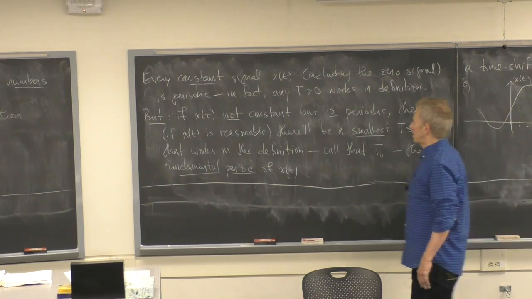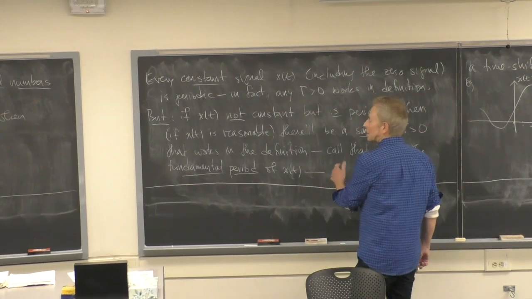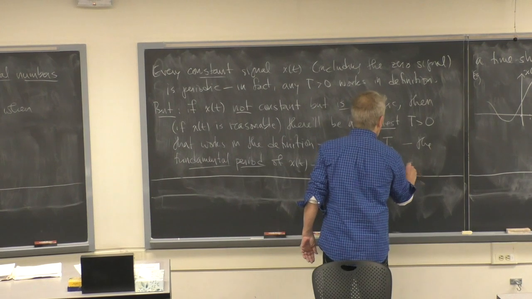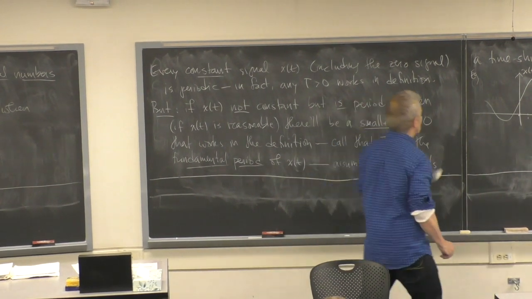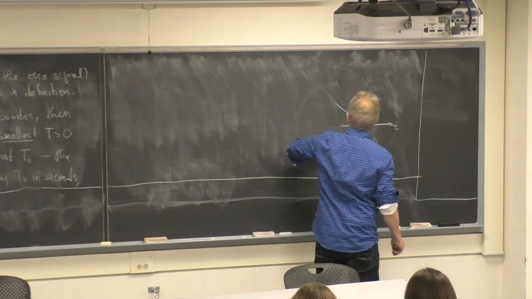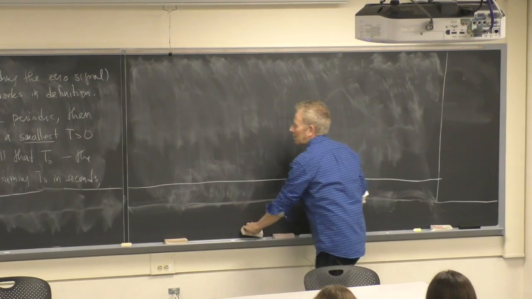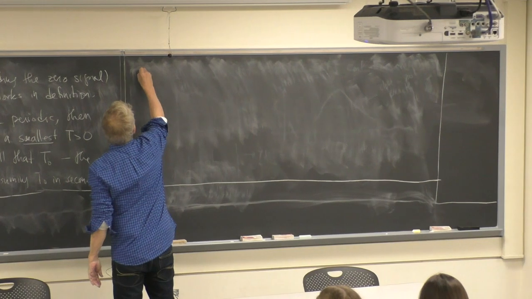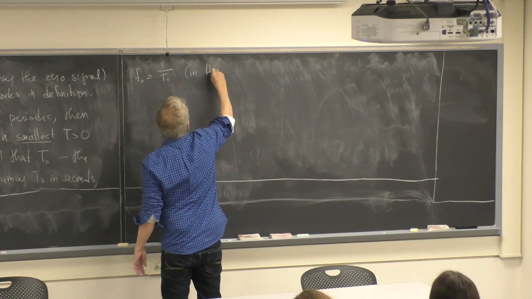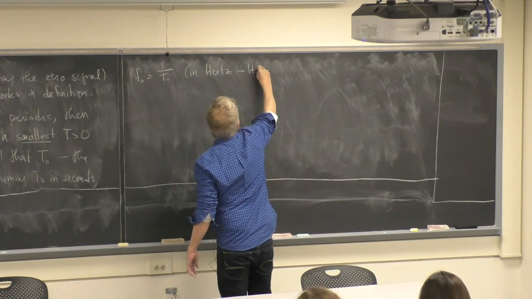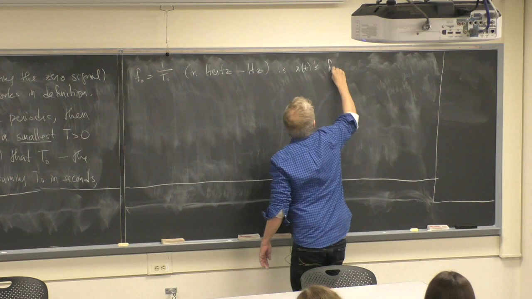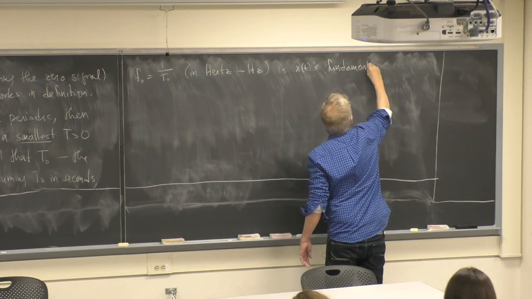Anyway, what is the fundamental frequency, assuming that t0 is in seconds? The fundamental frequency, which we're going to call f0, equals 1 over t0. And this is going to be in Hertz, abbreviated Hz. This is x of t's fundamental frequency.